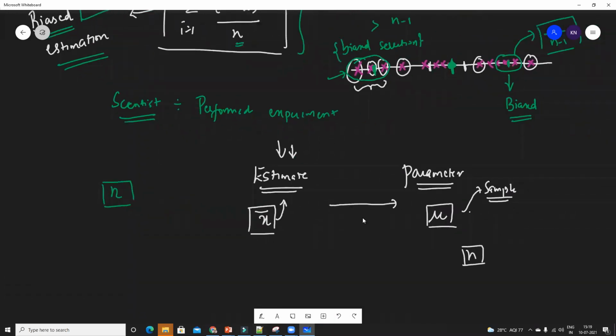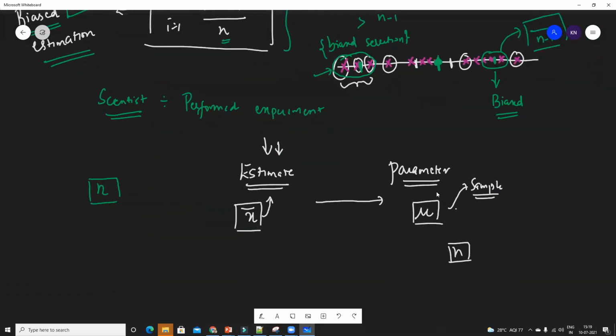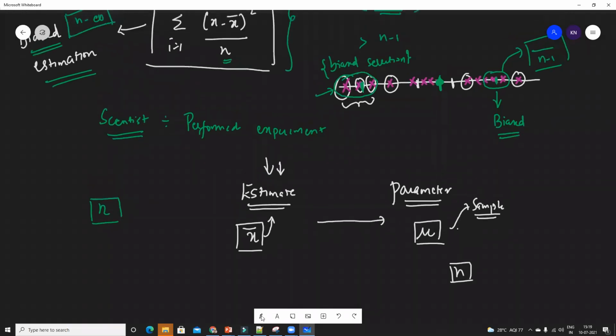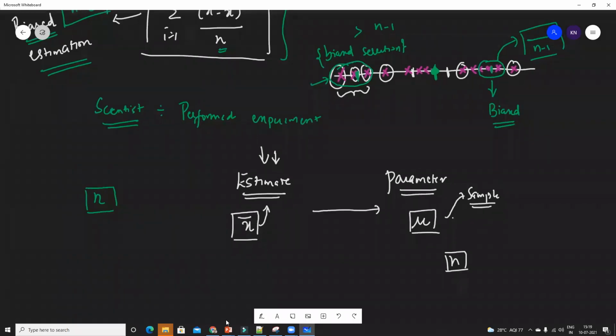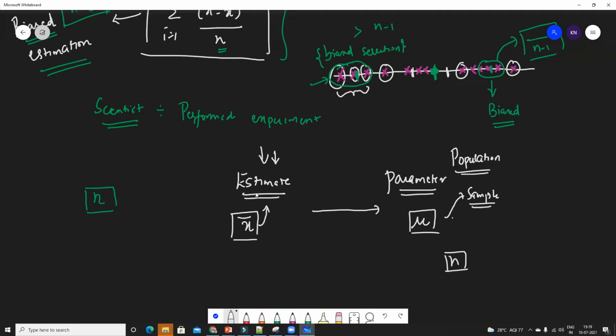So scientists performed experiments. In these experiments, from the entire population, because we have our population mean, they used to pick up various samples and find out the sample mean, sorry, the sample variance. When they were finding the sample variance and divided by n, this n is nothing but your sample size.